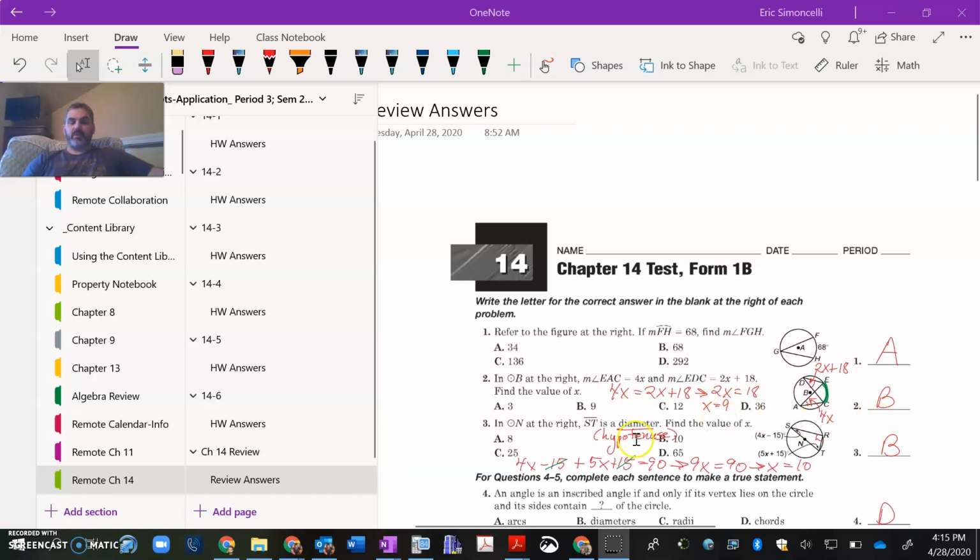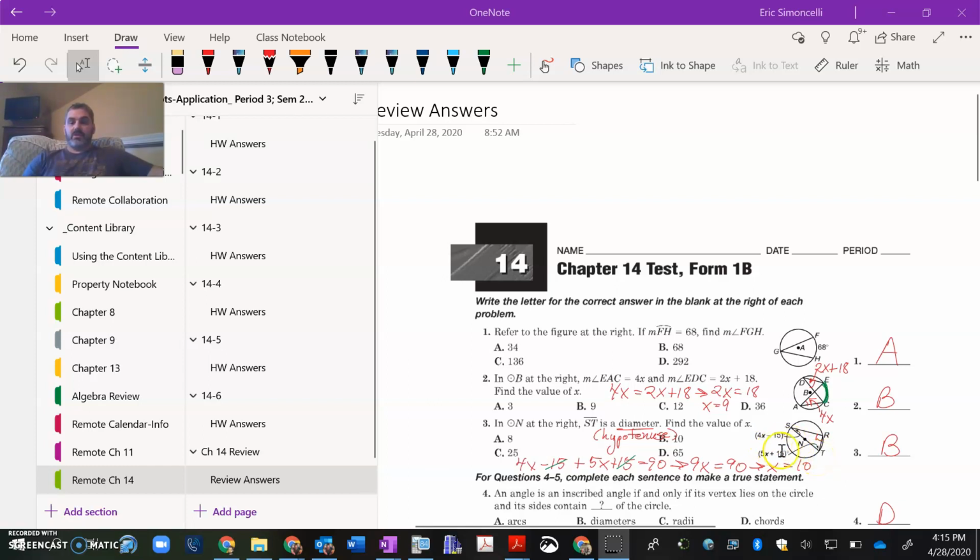B. Number 3, in circle N at the right, ST is a diameter. Find the value of x. Because ST is a diameter, and because we've got a triangle inside of a circle of which all the endpoints touch the circle, and one of the sides, particularly the diameter ST, is also the hypotenuse of a right triangle. It's always the case that if one side is the diameter, you have a right triangle. So the right angle I've marked here as SRT.